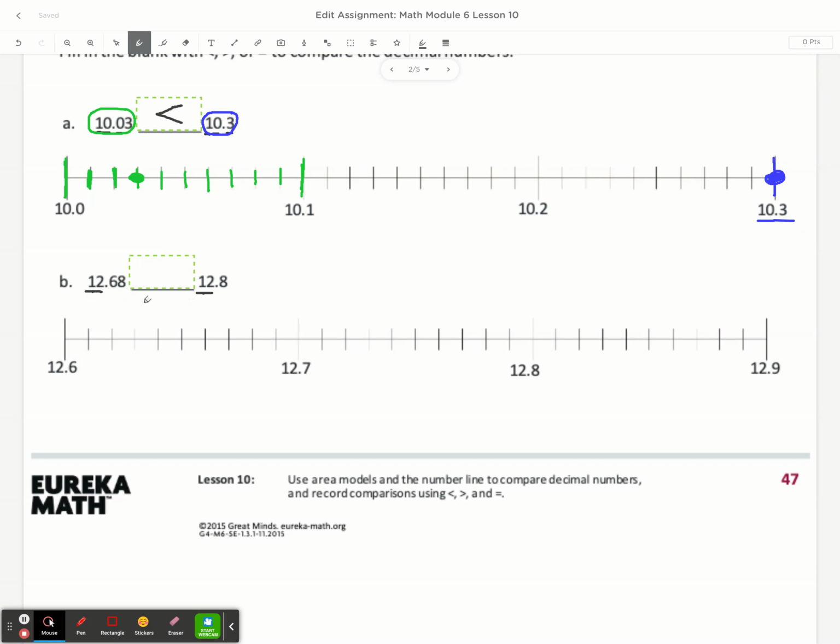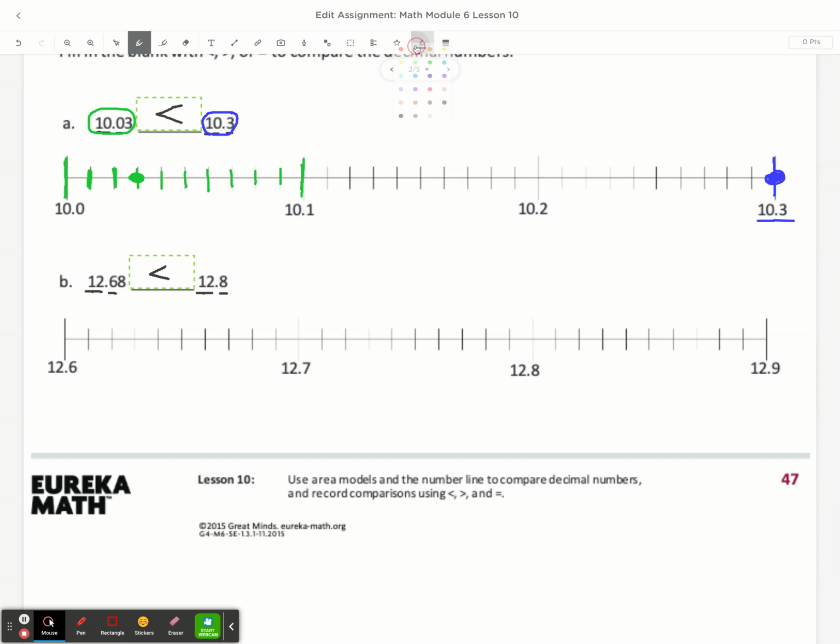Well, they both have a 2 in the ones place, so again, so far they are both equal. So we're going to move on to the next place value, which is the tenths place. Well, this one on the left-hand side has a 6 in the tenths place, and this one on the right-hand side has an 8 in the tenths place. Finally, we have different numbers, so we can really compare these two numbers now. Well, I know that 6 is less than 8, so that means that 12.8 is greater than 12.68.